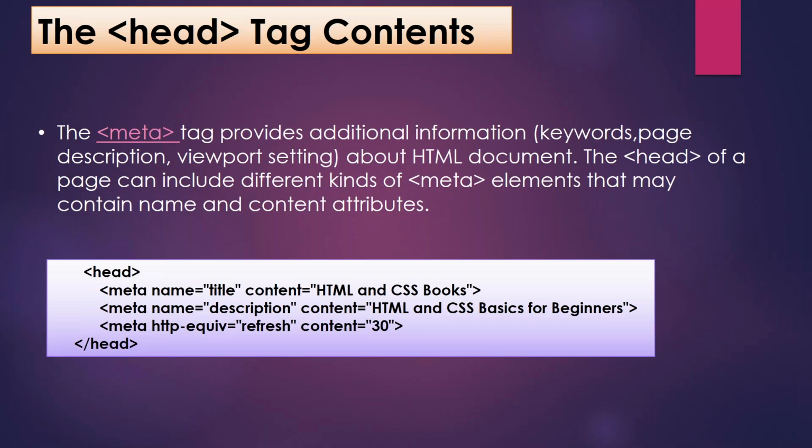Now here we have 3 examples. Here the meta information given has the name title. The meta will always have 2 things, that is name and content. So name says what information I am giving. The name here says title, and the content of that title is HTML and CSS books. This is just a small example. Then your meta may be about what I am writing in this web page, the description. The name is description and the content is HTML and CSS basics for beginners.